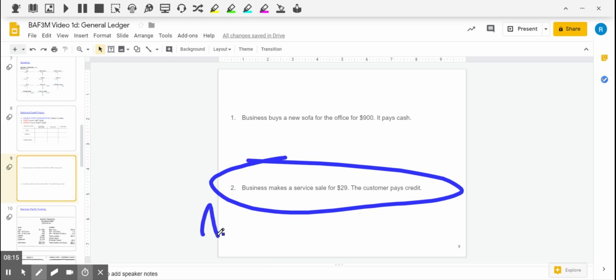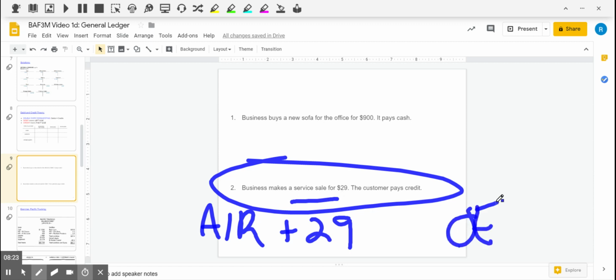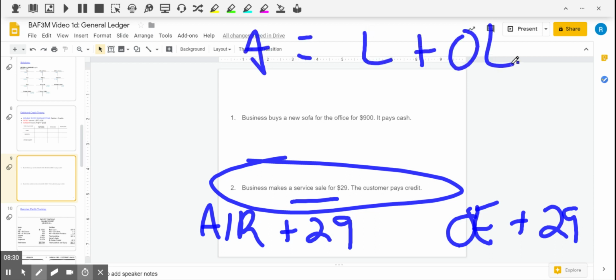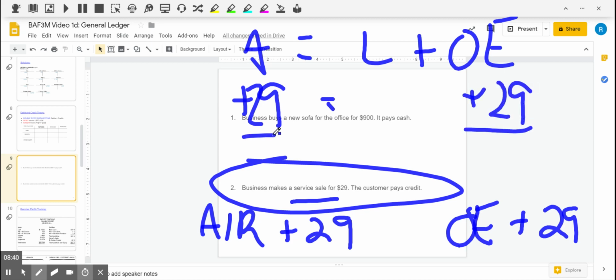So we know from last lesson that accounts receivable has to increase by $29, and the business makes a service sale. For now, we're just saying that this means the owner's equity will therefore increase by $29. Assets equals liabilities plus equity. We always check this, from last lesson. Assets, accounts receivable, went plus 29, and owner's equity went plus 29. So the left side and the right side are equal.